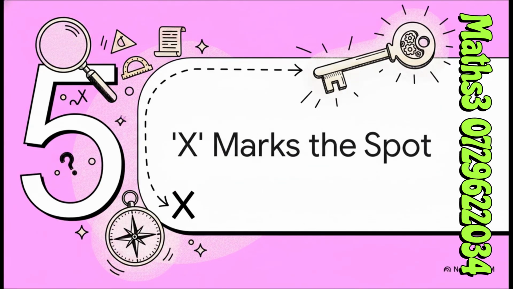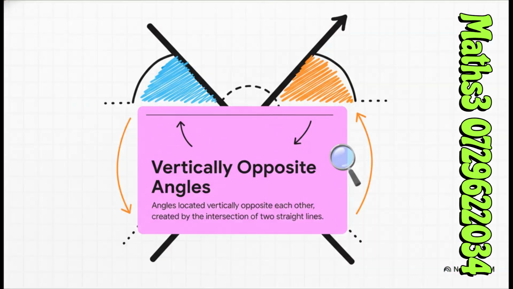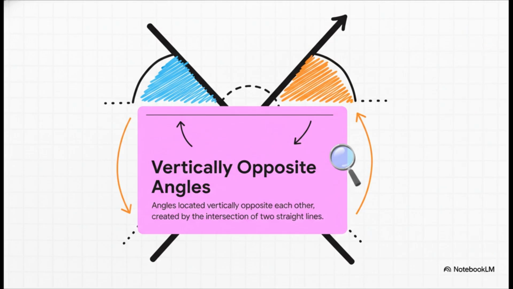Okay, we've gathered our clues. We've learned the language, we understand the basic laws, and now we have arrived at the master key. This is the secret weapon that's going to solve our puzzle in a snap. This is the idea of vertically opposite angles. Anytime two straight lines cross, they make that classic X shape. The angles that are directly across from each other, the ones that kind of form a bow tie, those are vertically opposite. See how they're like perfect mirror images of each other?